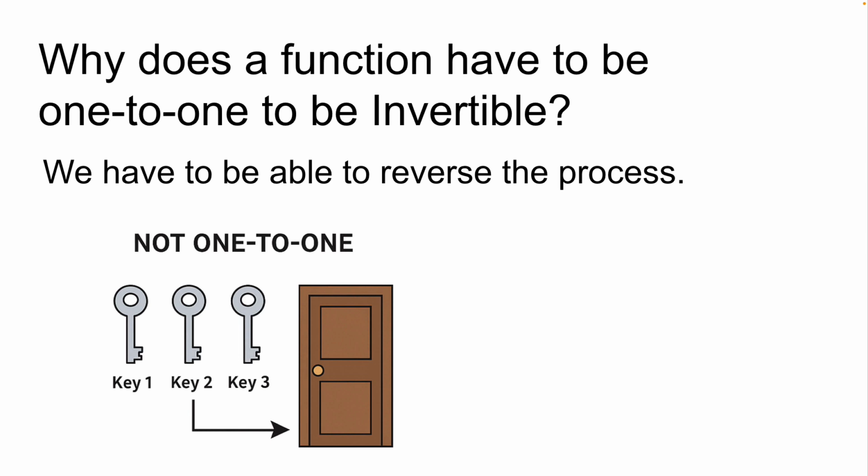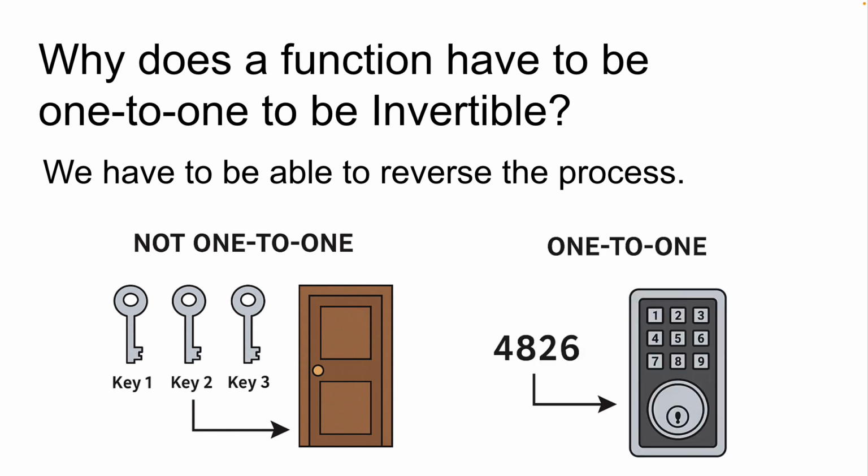Like maybe you have a traditional key to your house, and every person in the house has their own key to open the door. When several different keys can unlock the same door, there's no way to reverse the unlocking event to know which key was used. Because multiple inputs lead to the same outcome, the process cannot be undone.